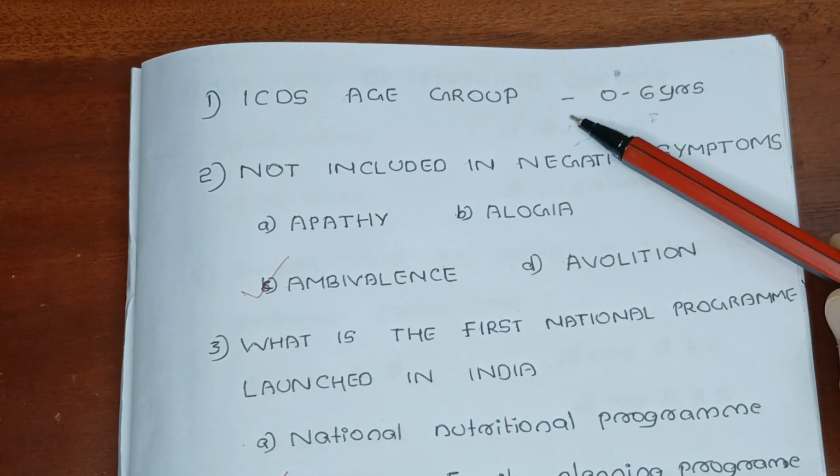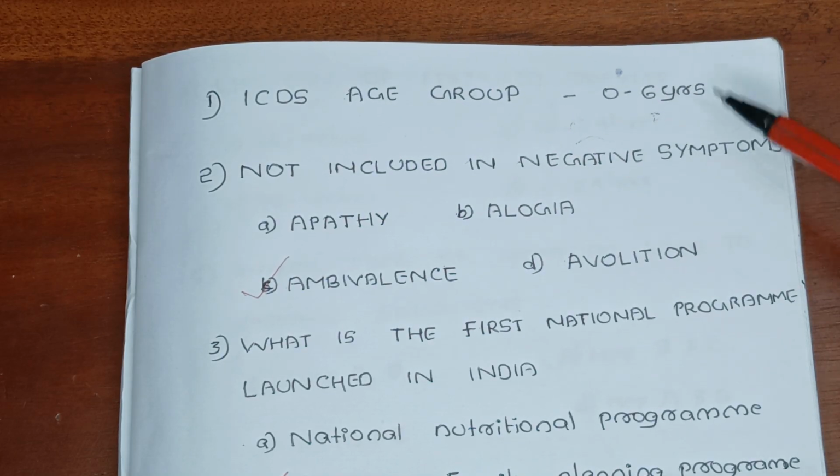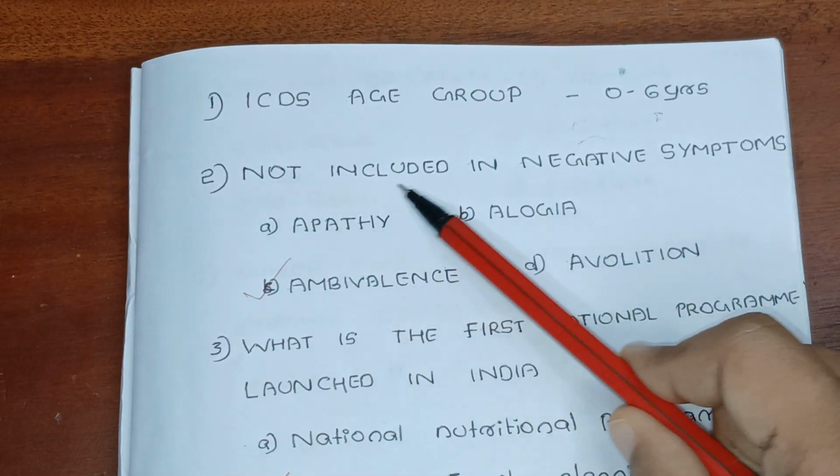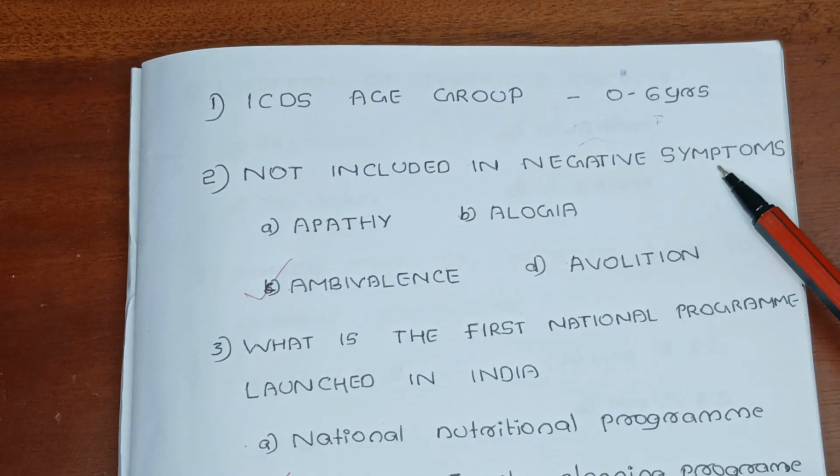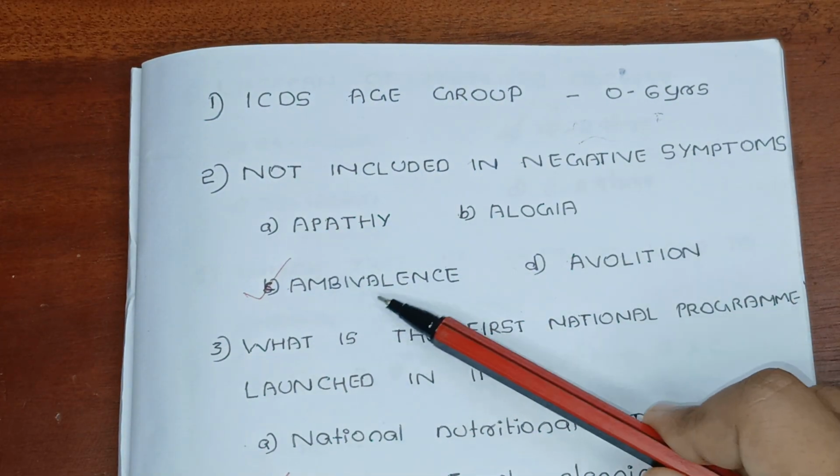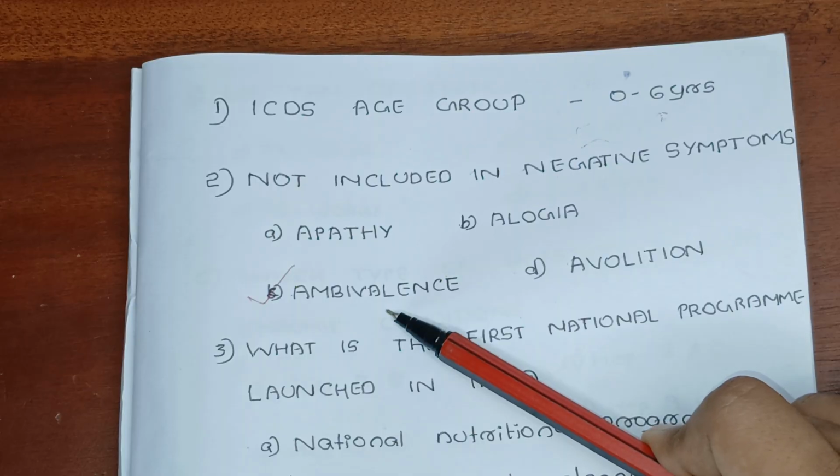ICDS age group is 0 to 6 years. Second question, not included in negative symptoms of schizophrenia. Correct option is ambivalence.